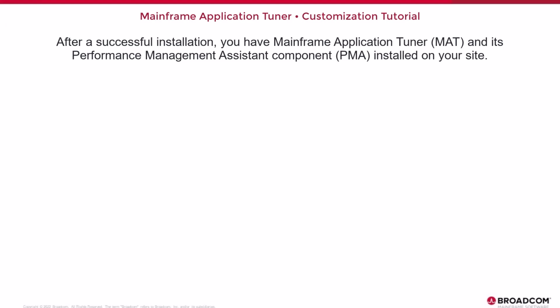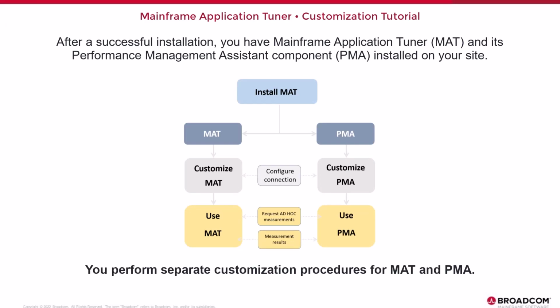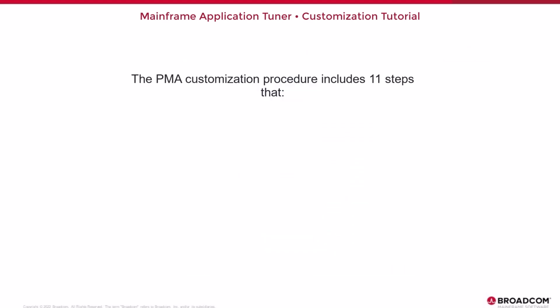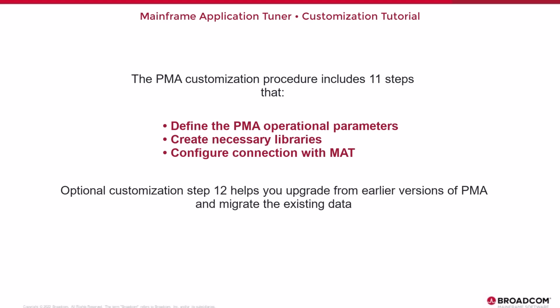After a successful installation, you have Mainframe Application Tuner, or MAT, and its Performance Management Assistant, or PMA, component installed on your site. You perform separate customization procedures for MAT and PMA. The PMA customization procedure includes 11 steps that define the PMA operational parameters, create necessary libraries, and configure connection with MAT. Optional customization step 12 helps you upgrade from earlier versions of PMA and migrate the existing data.